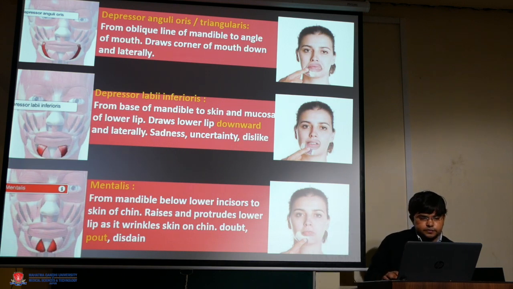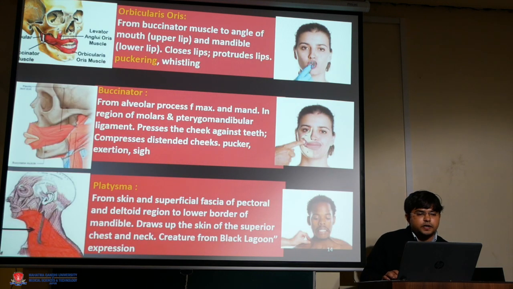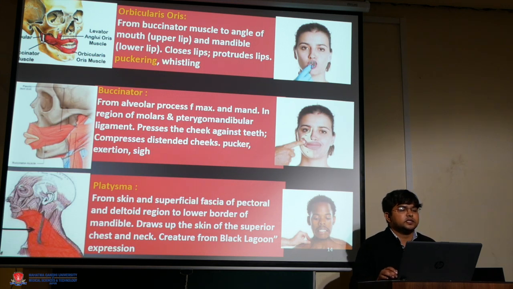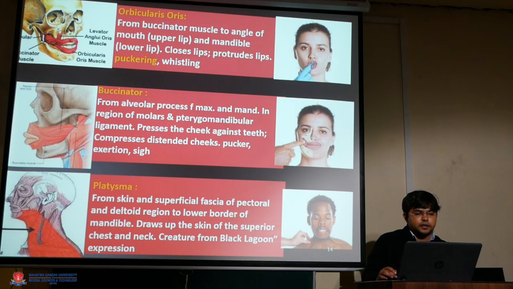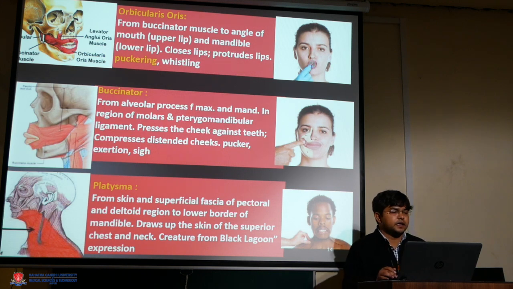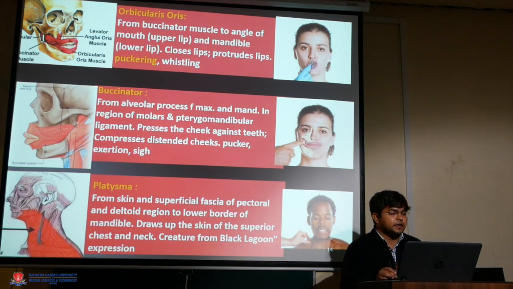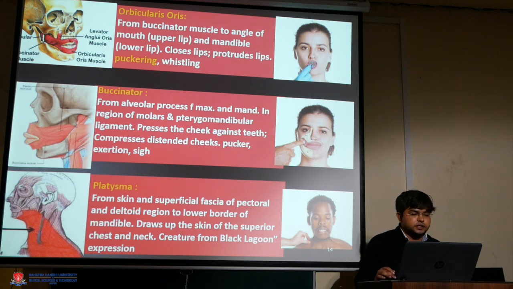pout in facial expression. The orbicularis oris muscle originates from the buccinator muscle to the angle of the mouth in the upper lip and mandible in the lower lip. The action of this muscle is to close the lips and protrude the lips, in pucker and whistling and facial expression. The buccinator muscle originates from the alveolar process of the maxilla and mandible in the region of the molars and the pterygomandibular ligament. It presses the cheek against the teeth, compresses the distended cheek, and puckers the lips.